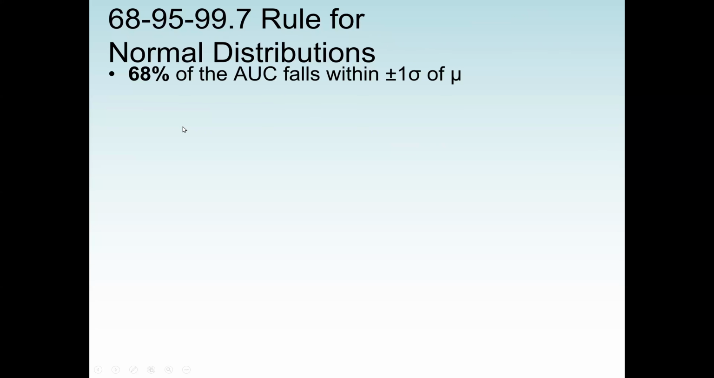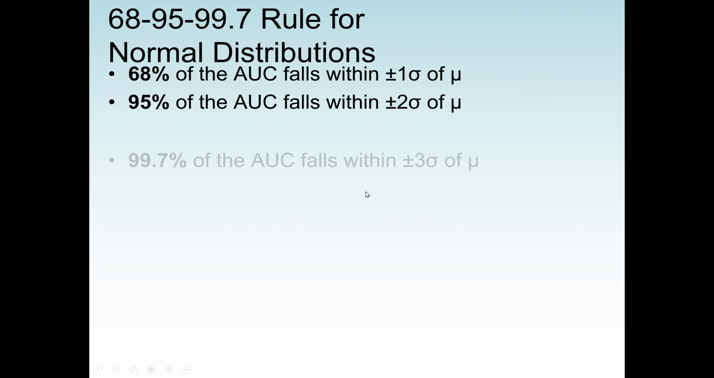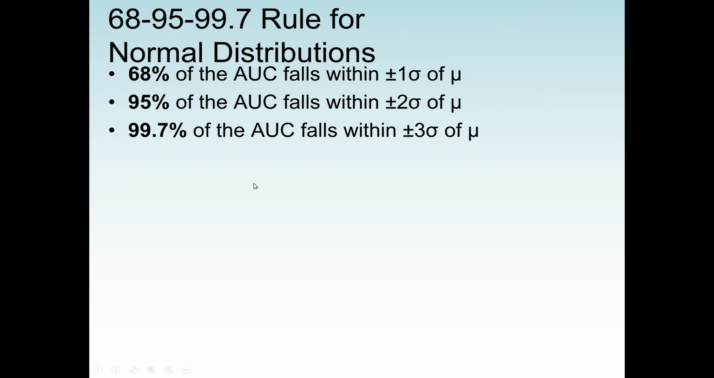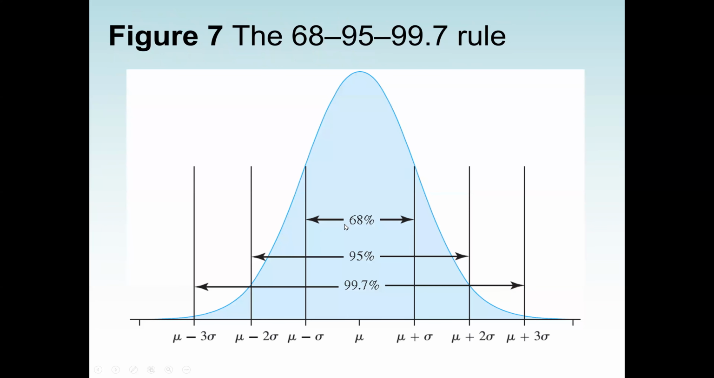So here, this is the rule: 68% of the area under the curve falls within plus or minus one standard deviation of the mean. 95% will fall within plus or minus 2 standard deviations of the mean, and 99.7% will fall within plus or minus 3 standard deviations of the mean. So let's see the next slide.